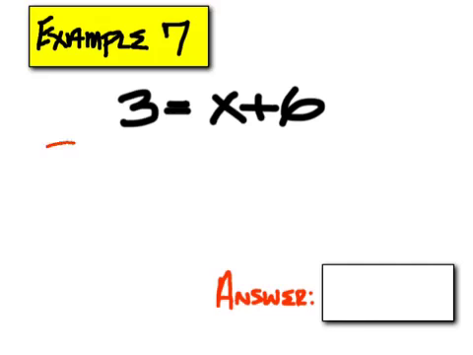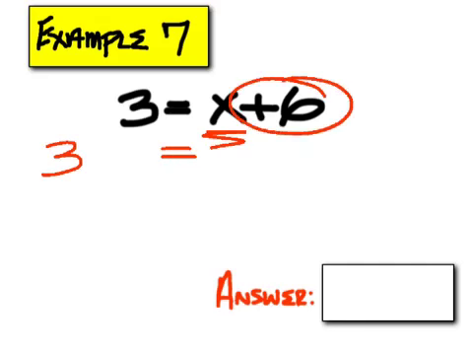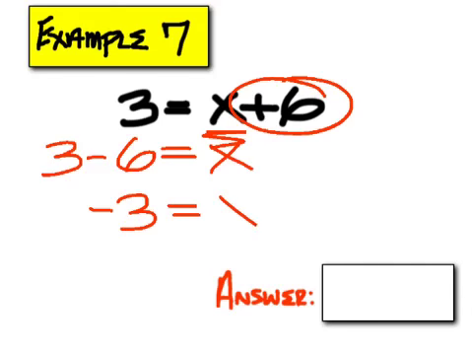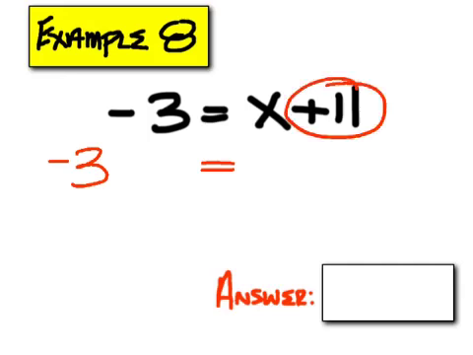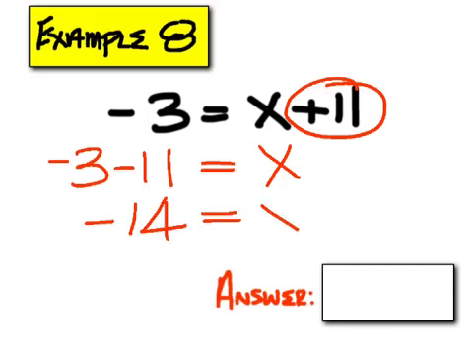Example number 7. Again, keep the x where it's at and move this over, changing the sign. Your answer should be negative 3 in this case. Example 8. Keep the negative 3 where it's at and move this over and change the sign to minus, and you should get negative 14.